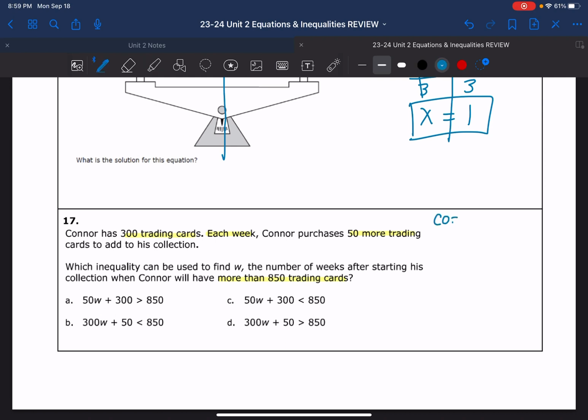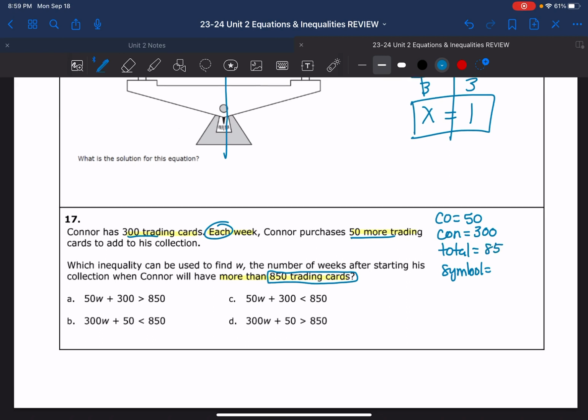So here, coefficient. Well, I have each week here, and that goes with 50 more. So 50. Then I have the constant: he started off, he already has 300 cards. Then I need my total and my symbol. So my total, he wants to have 850 or more. So that's the total that he wants.